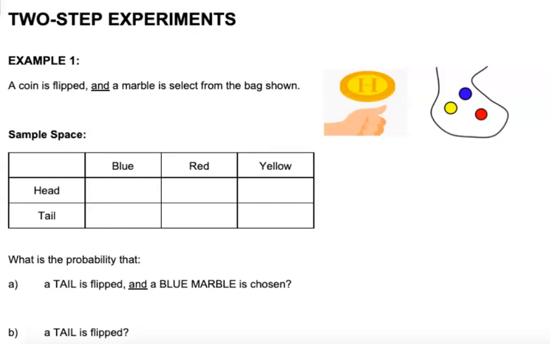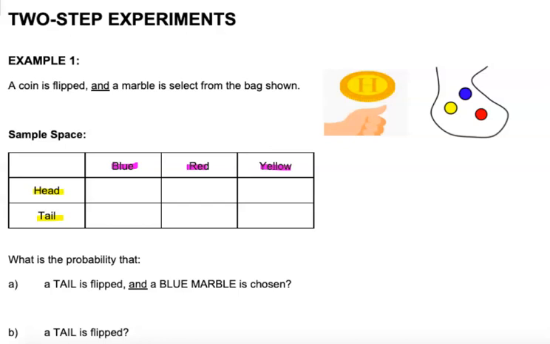So to work out how many outcomes we've got, we're going to create a sample space, and the best way to do this is in a table. So I've listed the outcomes from our coin, which is a head or a tail, highlighted in yellow, and the outcomes from selecting a marble from the bag is blue, red, or yellow. So when these two events happen at the same time, we can have a look at the outcomes.